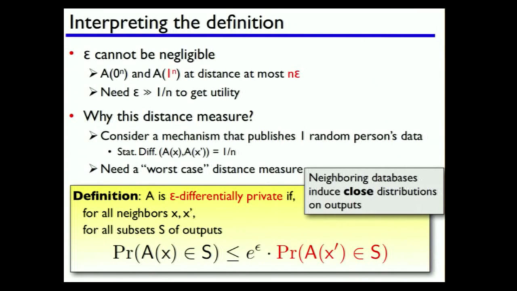It turns out that mechanism satisfies the following property. For any two data sets that differ in one person's data, the statistical difference between the induced distributions is exactly 1 over n. And that's because the chances that you're the unlucky person are very small. They're only 1 over n. But of course, with probability 1, somebody gets shafted. And so we need some distance measure that's a little more worst case, that is more sensitive to this type of problem. And that's why we settled on this definition in the original paper.